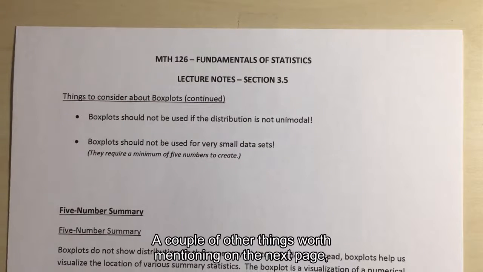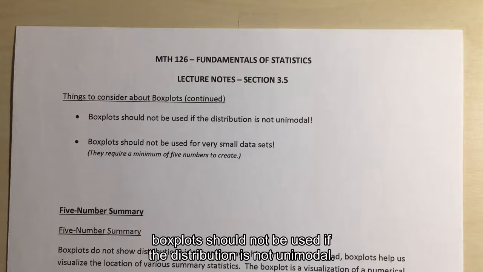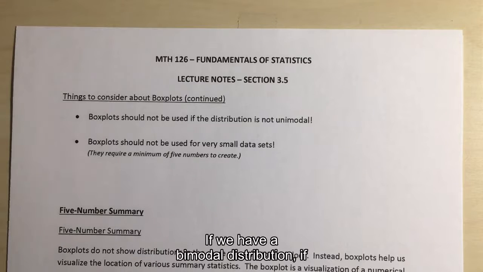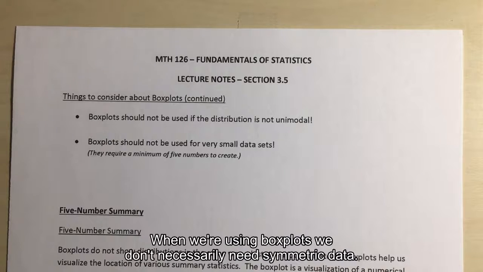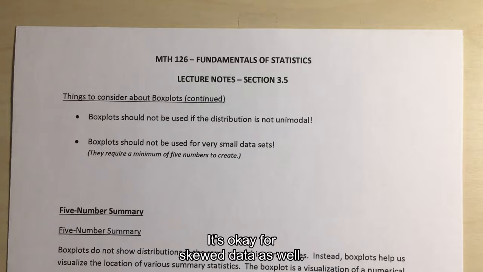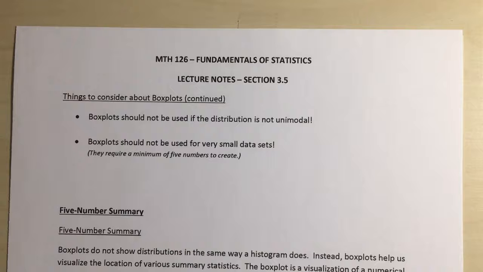A couple of other things worth mentioning on the next page. Box plots should not be used if the distribution is not unimodal. So if we have a bimodal distribution, if we have two peaks, we don't want to use box plots. When we're using box plots, we don't necessarily need symmetric data. It's okay for skewed data as well. We just don't want it to have more than one mode.